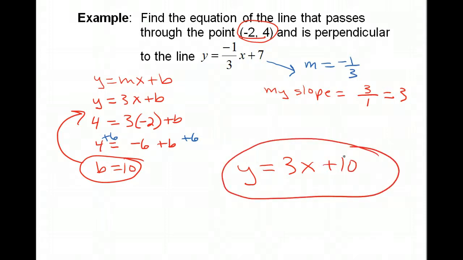I guess my comment for all of these problems is please make sure that when you're putting in your point, you get the x in place for the x and the y in for the y. Oftentimes I see students reverse those.